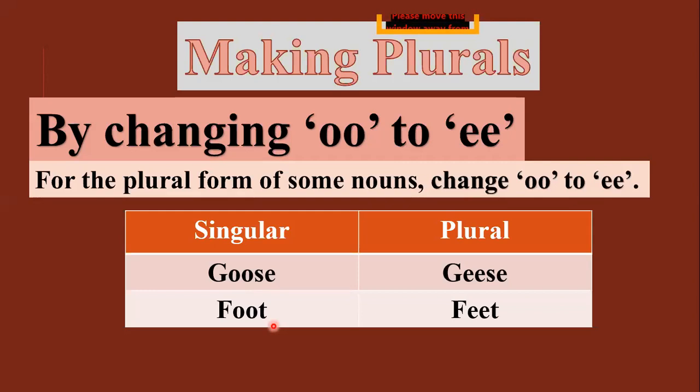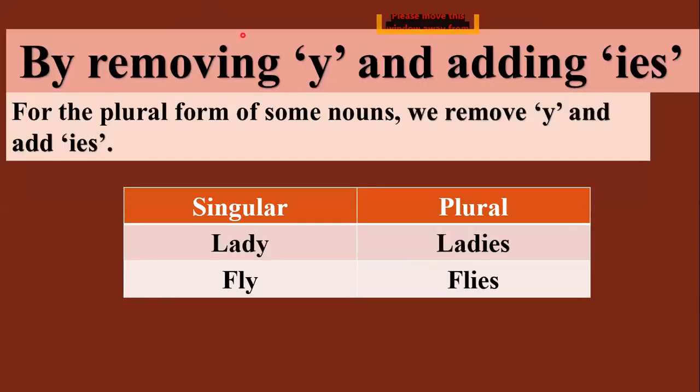Okay, let's move forward. So this is one rule of changing, that is by changing double O to double E. This is what we do. Okay, the next one, by removing Y and adding IES. Now this is the one that you people have been doing since childhood. We usually do this, that for the plural form of some nouns, we remove Y and add IES.